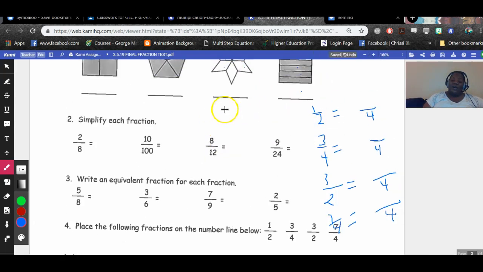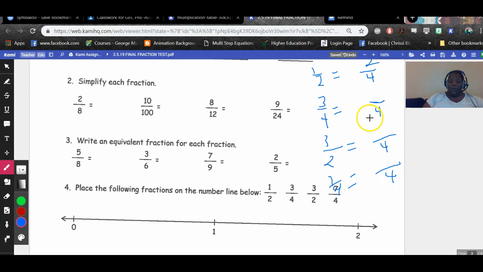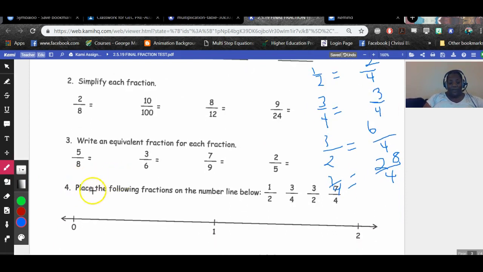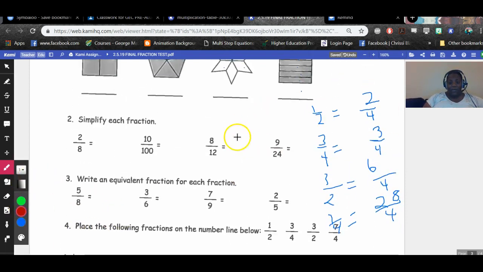Still do the baby kid, divide and multiply for all of them now. 2 will go into 4 twice. 1 times 2, 2. 4 goes into 4 1 times, 3 times 1, 3. 2 goes into 4 2 times, 2 times 3, 6. And 4 goes into 4 1 time, 7 times 4, 28. Okay? So if you look, now all of these fractions look like these. Now I'm going to rewrite them over here so we can see them better.